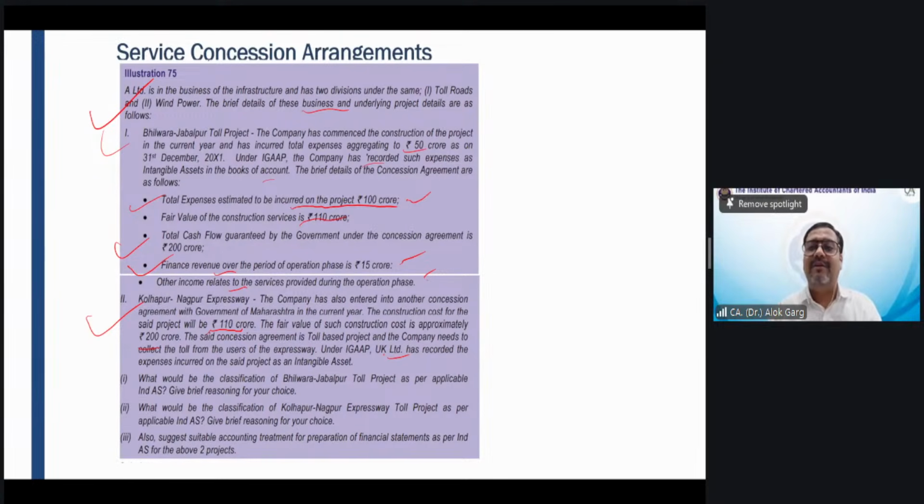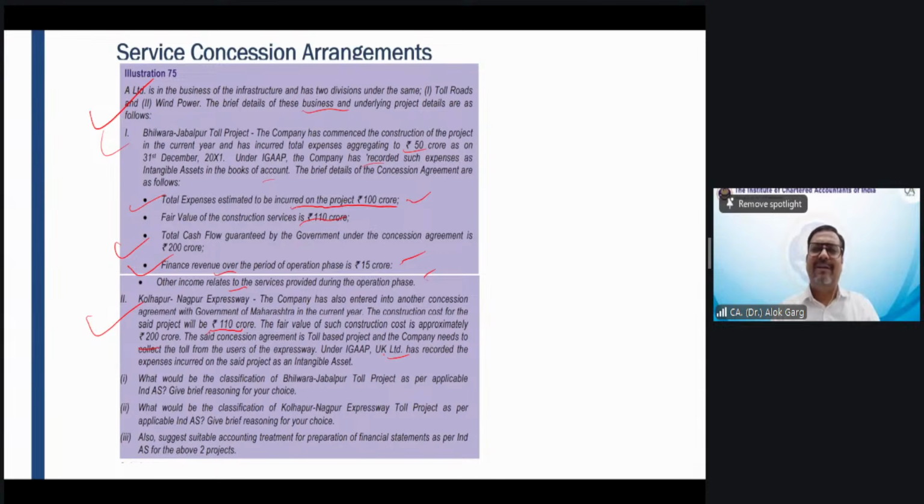So what accounting entry will you pass in the Kolhapur Nagpur project? Very simple. In this case there is a right to collect the consideration, not a fixed amount. So the nature of consideration is the intangible asset model, right? So accounting during construction period: cost of construction to bank 110, and intangible asset to revenue from construction service 200 crore.